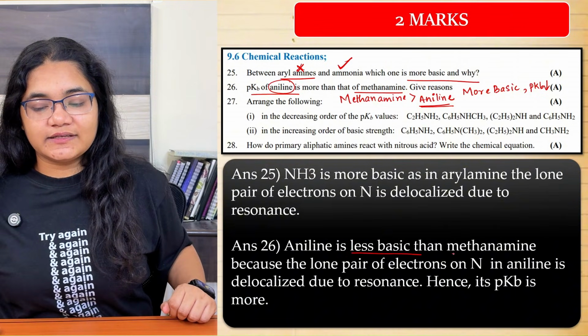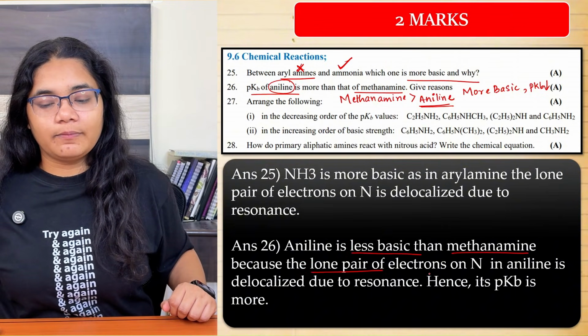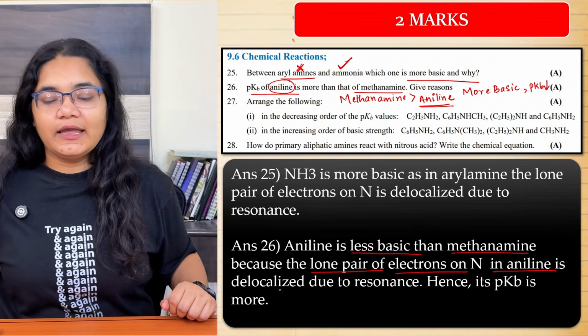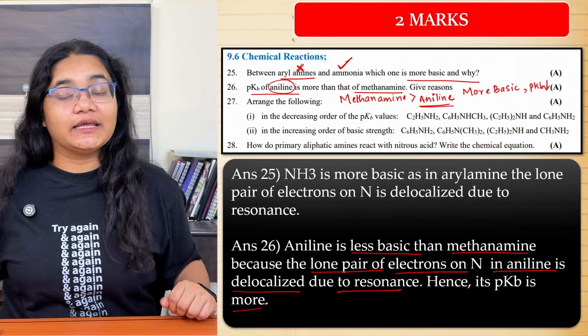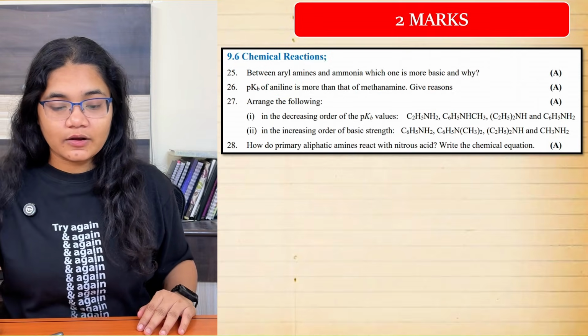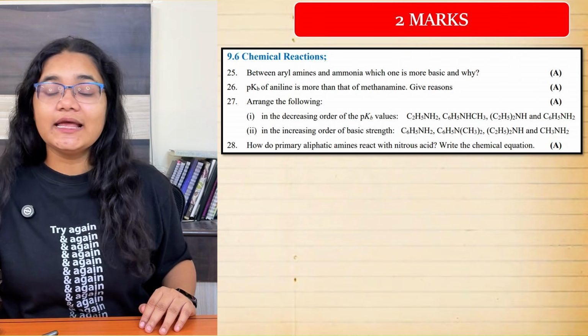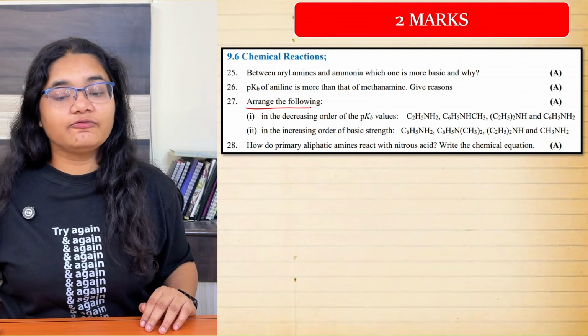Aniline is less basic than methanamine because the lone pair of electrons on nitrogen in aniline is delocalized due to resonance. Hence, its pKb is more. Now coming to the next one, question number 27. Answer, arrange the following.